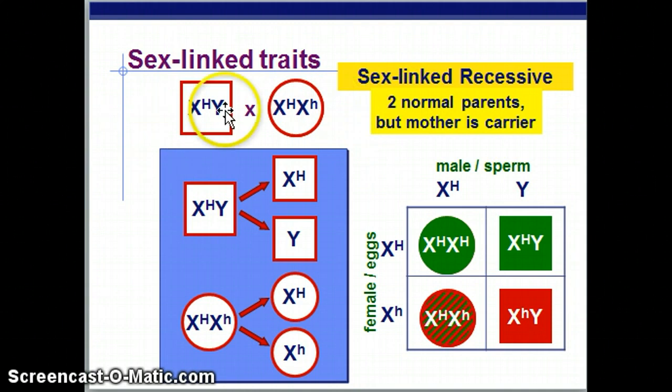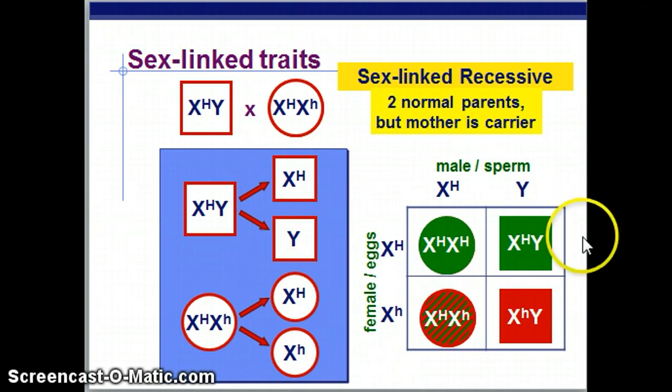So here we have two normal parents because they both express this dominant H allele. But the mother is the carrier. So the XX would be the mother. The mother is a carrier because she has this recessive allele. In meiosis, the mother will give her child either an X with a dominant allele or an X with a recessive allele. A father will give their child, if it's a girl, a dominant allele. However, if it is a boy, he automatically gets the Y chromosome from the father.